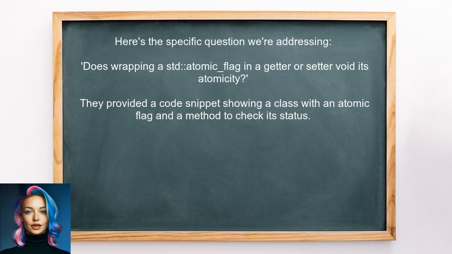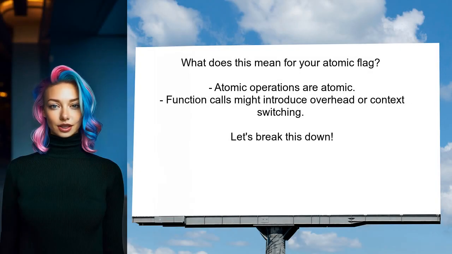Here's the specific question we're addressing. One user asked, does wrapping a std::atomic_flag in a getter or setter void its atomicity? They provided a code snippet showing a class with an atomic flag and a method to check its status. Sound familiar? Let's explore this together. So, what does this mean for your atomic flag?